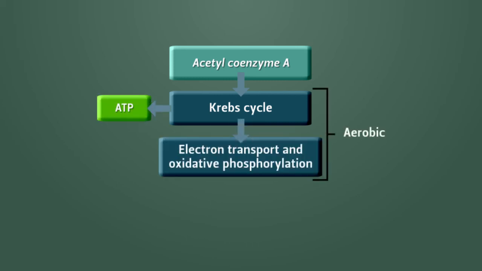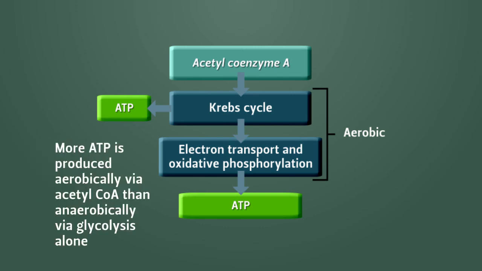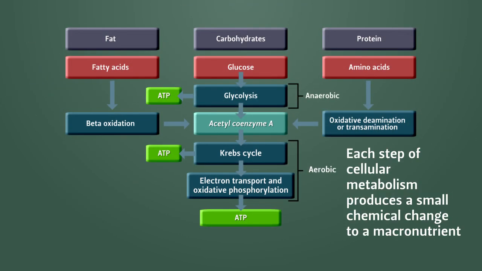The amount of ATP produced from acetyl-CoA is much greater than produced only from glycolysis, largely because this is an oxygen-dependent process while glycolysis is not. Each of the stages in the formation of ATP, including glycolysis, formation of acetyl-CoA, Krebs cycle, electron transport system, and oxidative phosphorylation, consists of a series of steps. Each step produces a small chemical change to a macronutrient.